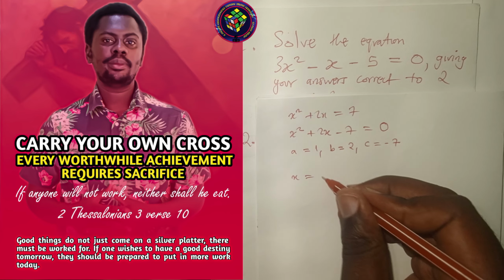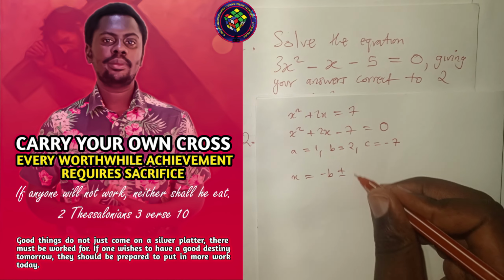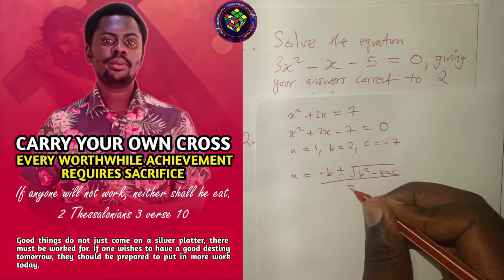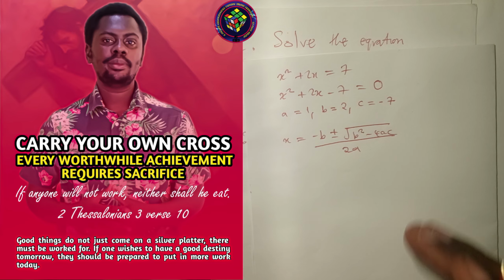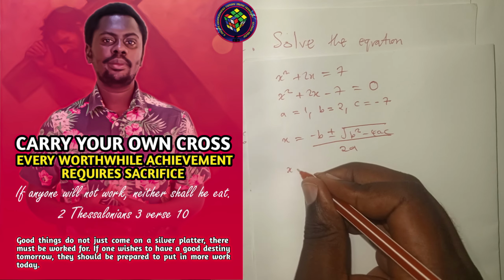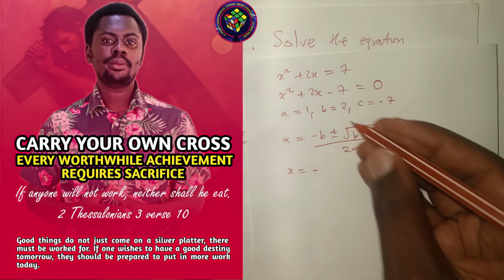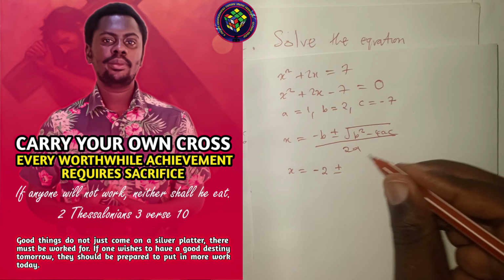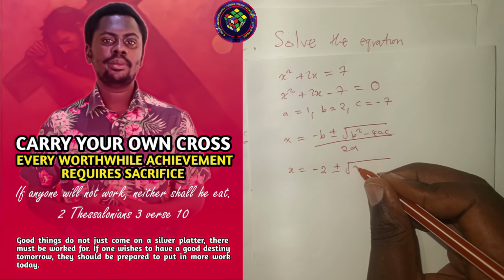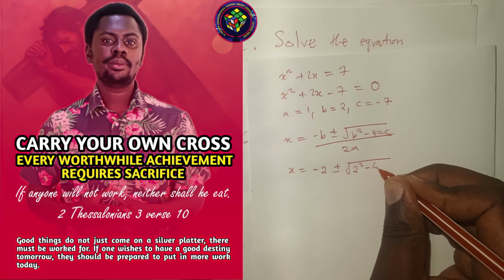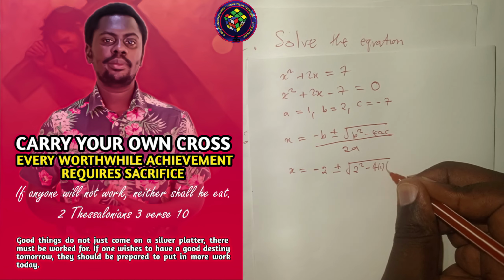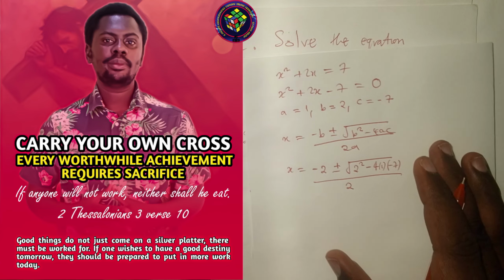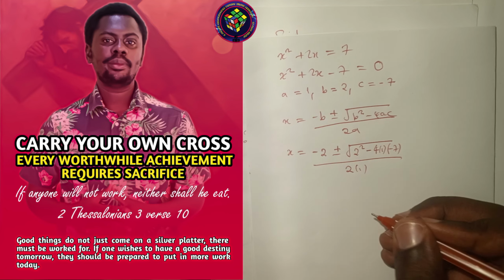x is equal to minus b plus or minus the square root of b squared minus 4ac, all over 2a. It is just a matter of substitution. So x is equal to minus b, which is minus 2, plus or minus the square root of b squared, so 2 squared, minus 4 times a, which is 1, times c, which is minus 7, then all over 2 multiplied by a, which is 1.